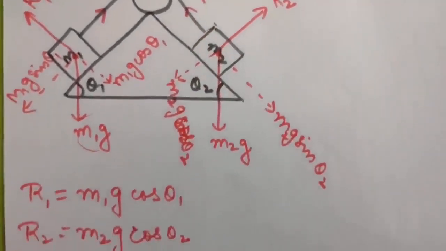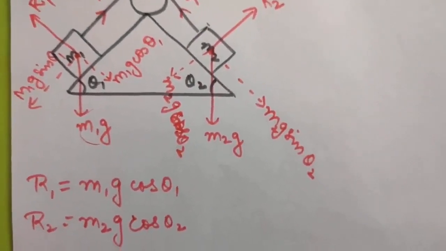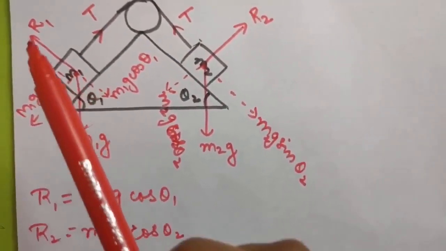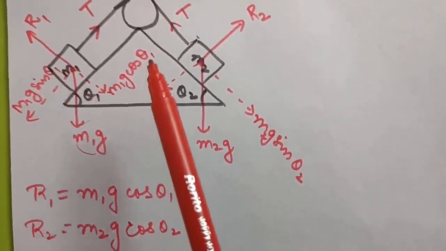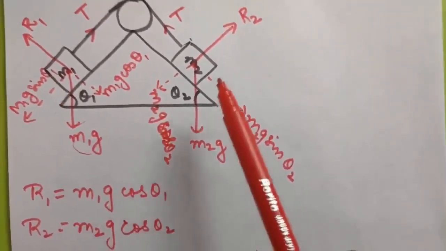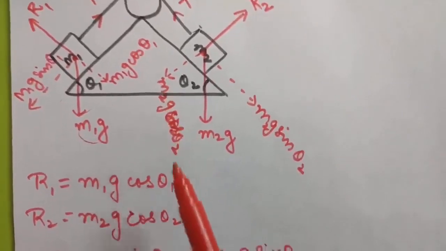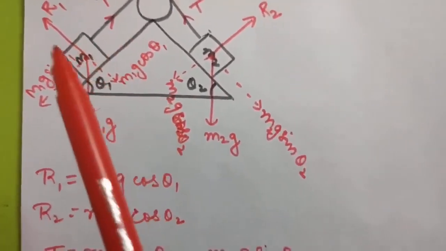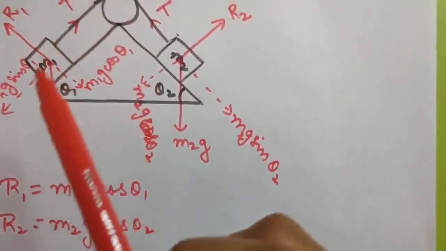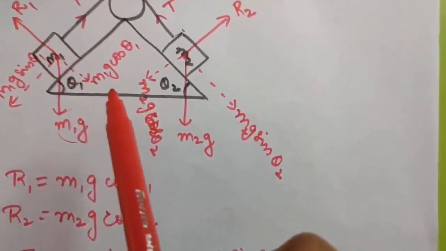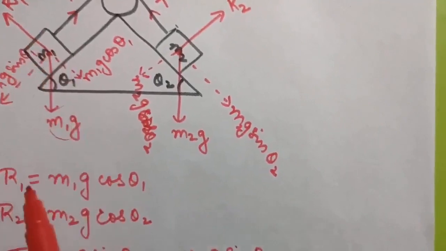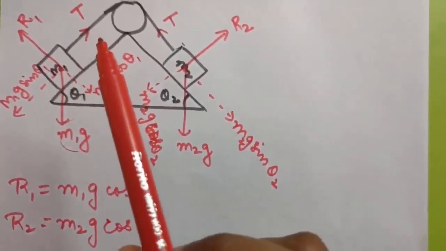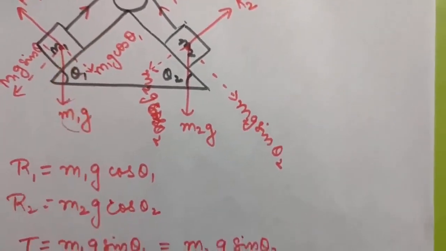Okay, now you can easily form the equation. So now let us form it for this one. For this, R1 will be equal to m1g cos theta 1, and for this R2 will be equal to m2g cos theta 2. Okay, so now see, again we have taken this direction, so we are not talking about these forces. We are taking this direction, so we have taken forces in this direction only. Okay, now for this, tension will be equal to m2g sin theta 1.